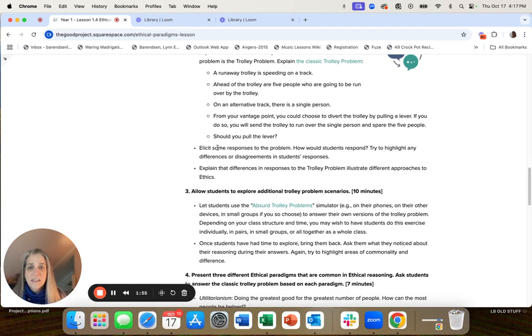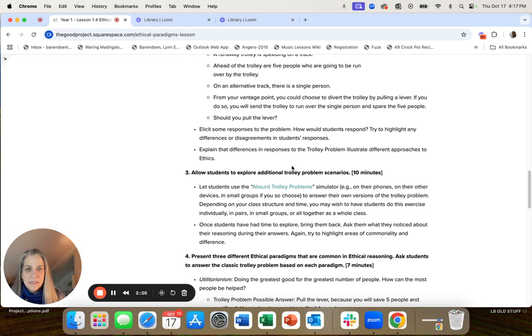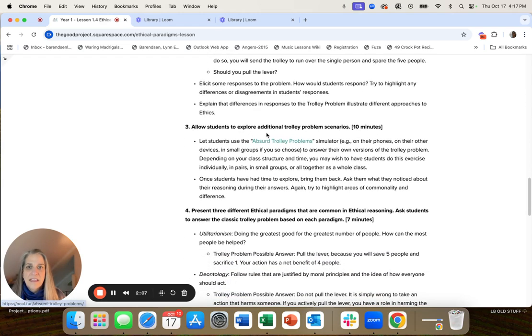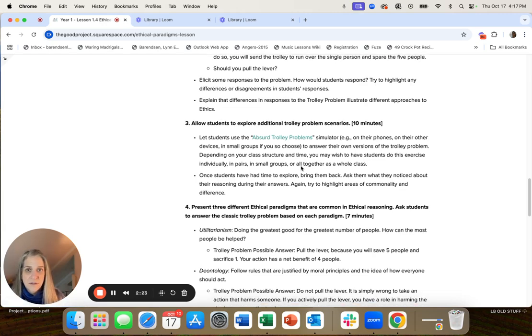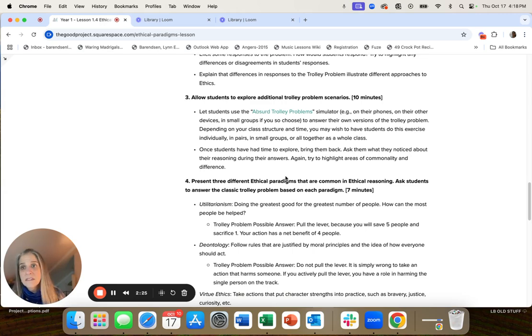We suggest really getting students involved in the concept and in grappling with the right decision, highlight differences or disagreements in their responses, and then allow them to explore additional trolley problem scenarios. This is something that you could cut if you are running low on time, or maybe they could do it as homework if they wanted to. There's a simulator, so this is actually kind of fun for a lot of students. So that's something to look at, or it's additional, so it could be cut if necessary.